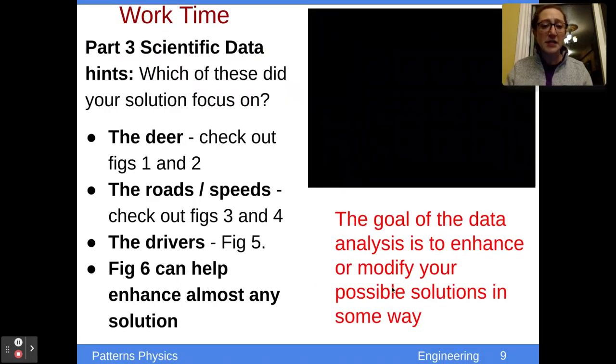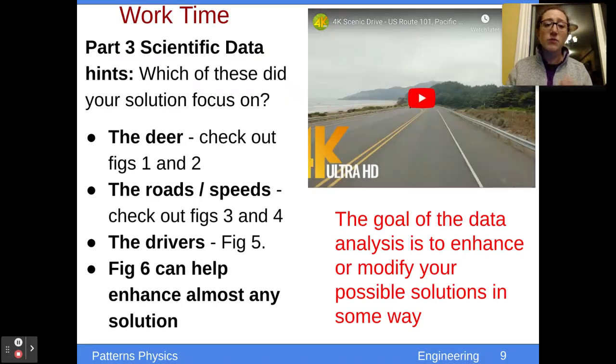Here's a little helper slide for this. So if you are choosing to focus on the deer, you can check out figures 1 and 2. If you're wanting to focus on the roads or on how speed affects collisions, look at figures 3 and 4. If you want to focus on the drivers, figure 5. And then figure 6 can help enhance almost any solution. So, pause this video, look over that, make sure you kind of write those down or something like that.